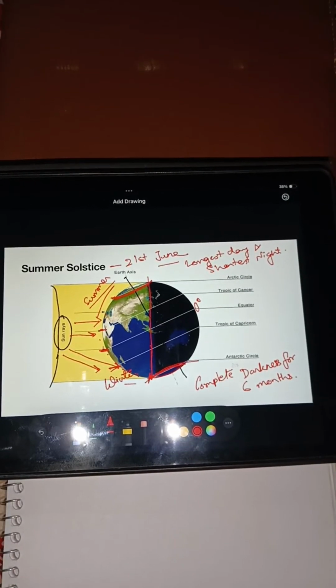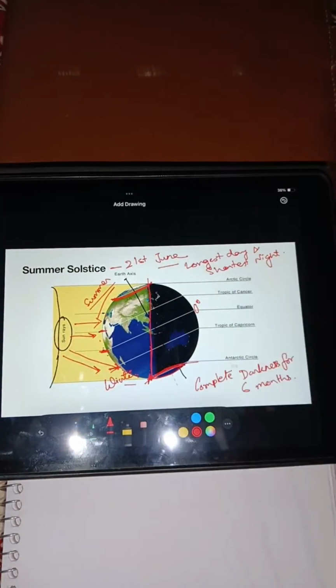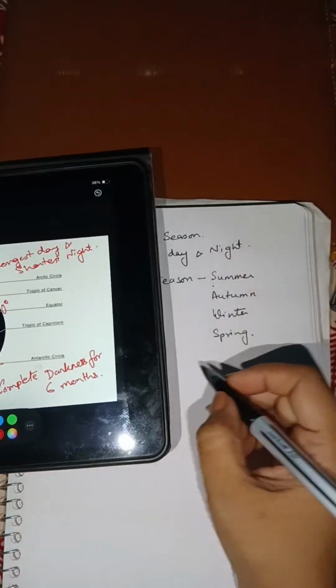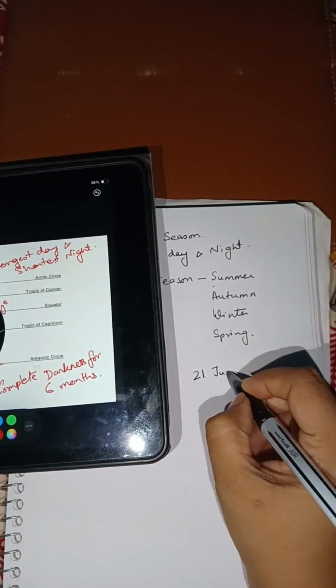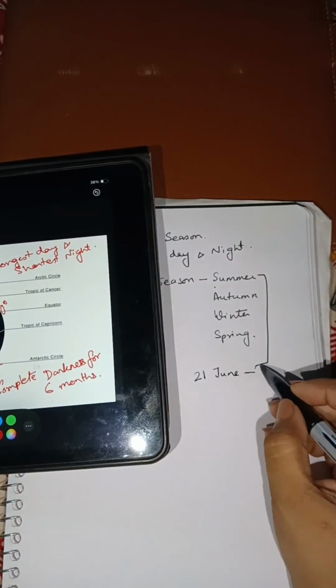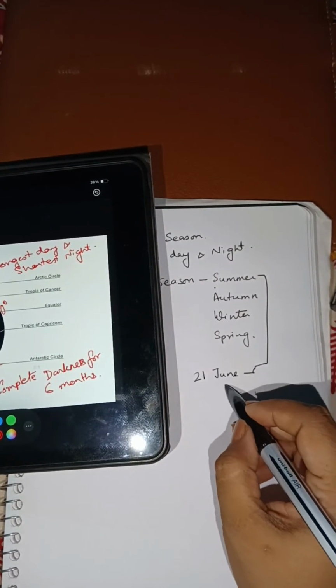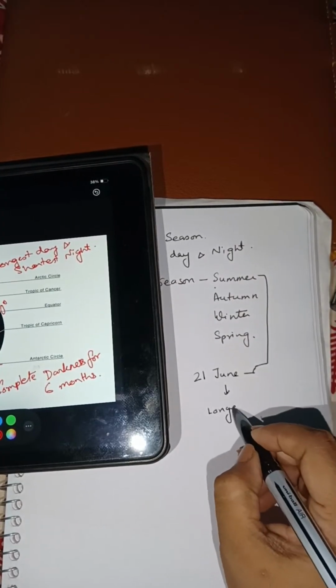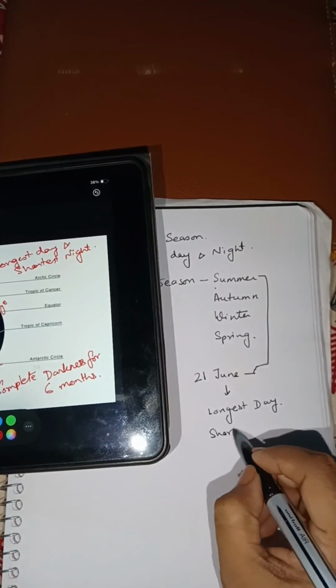Now what happens after 21st June? On 21st June we have the summer solstice, the longest day and shortest night. Now what happens after that? Why does the longest day slowly change, and the shortest night?